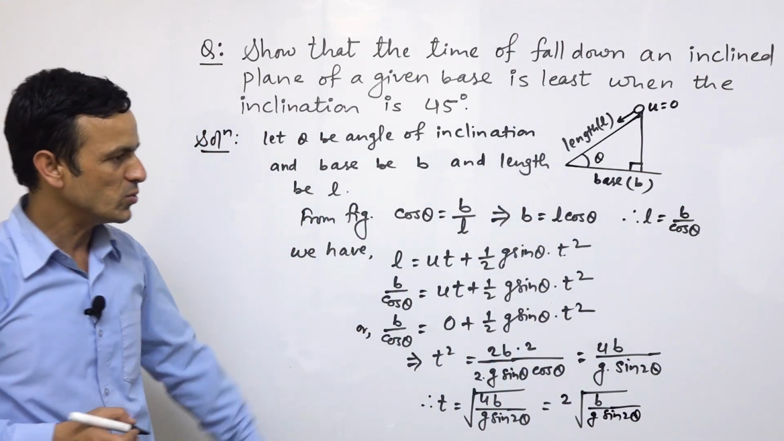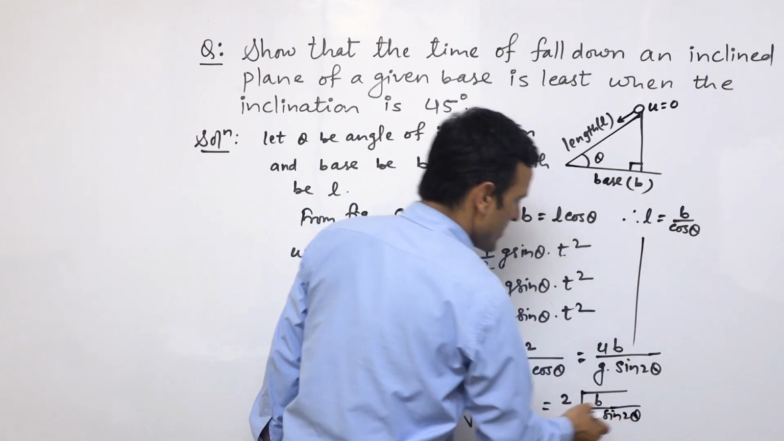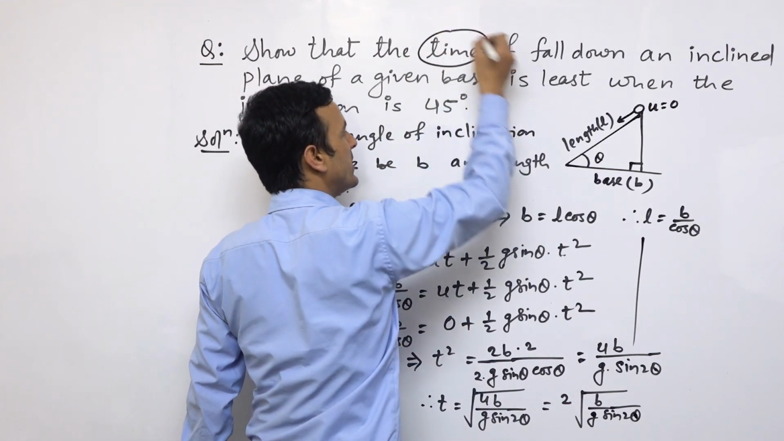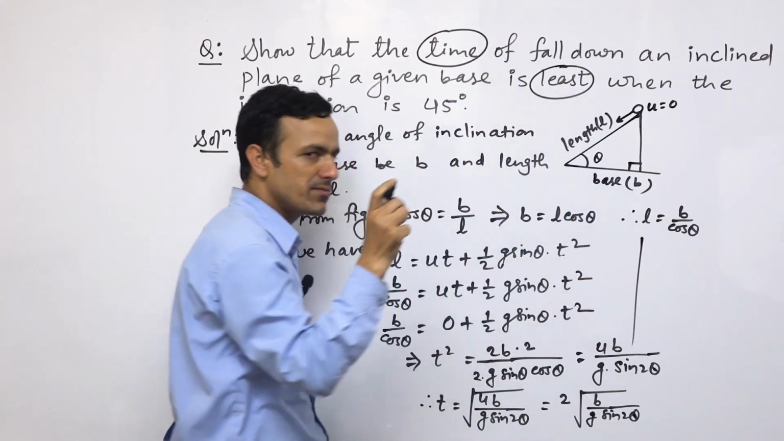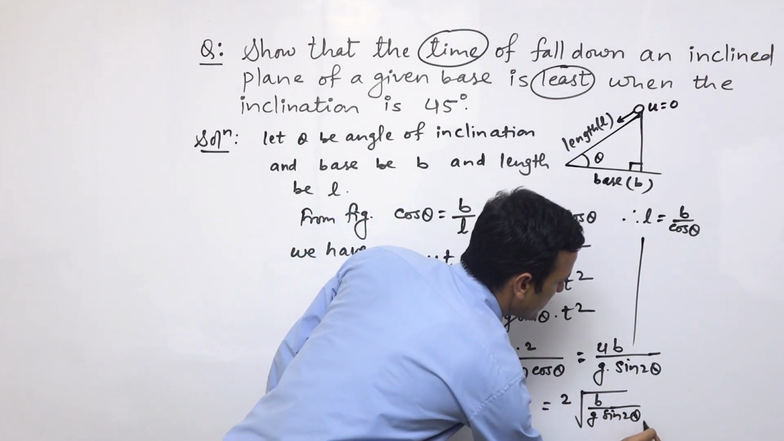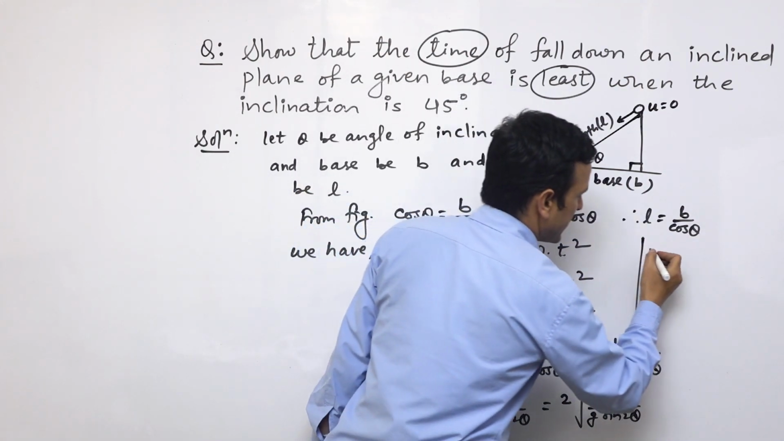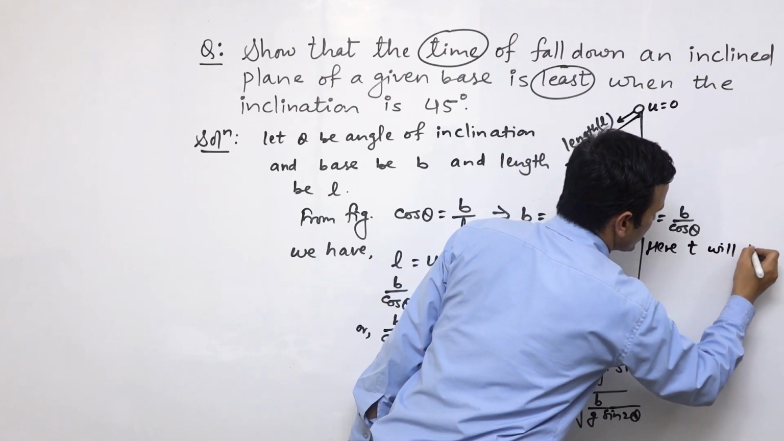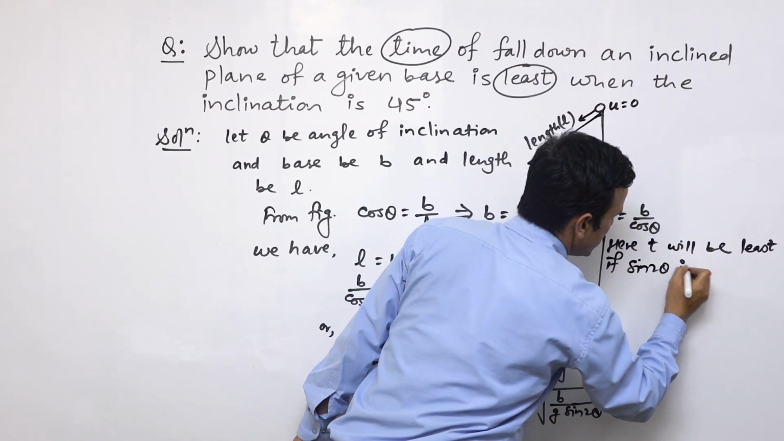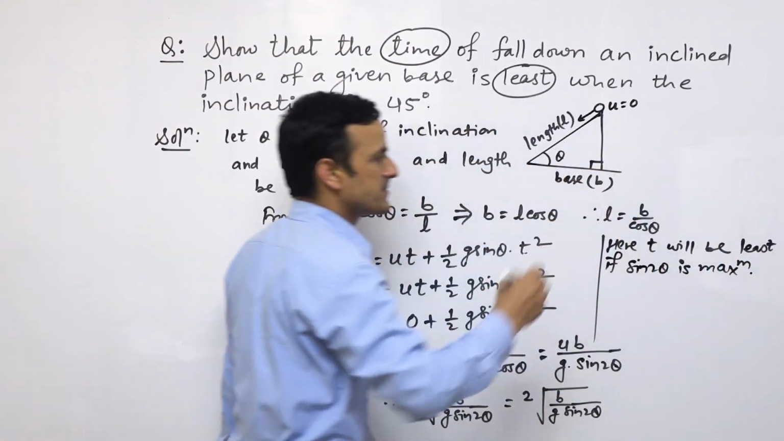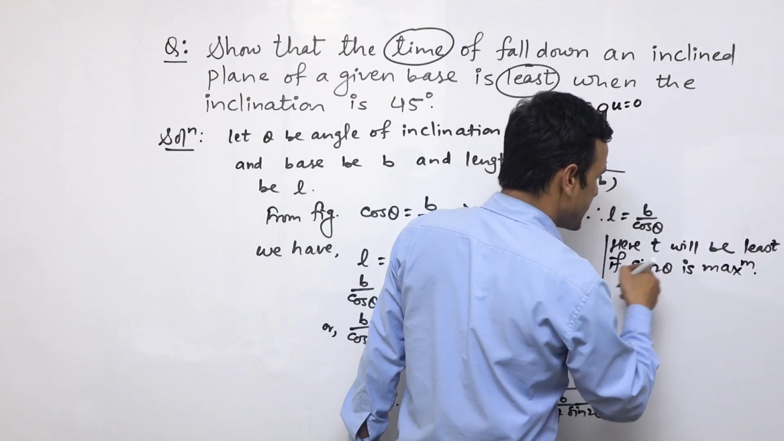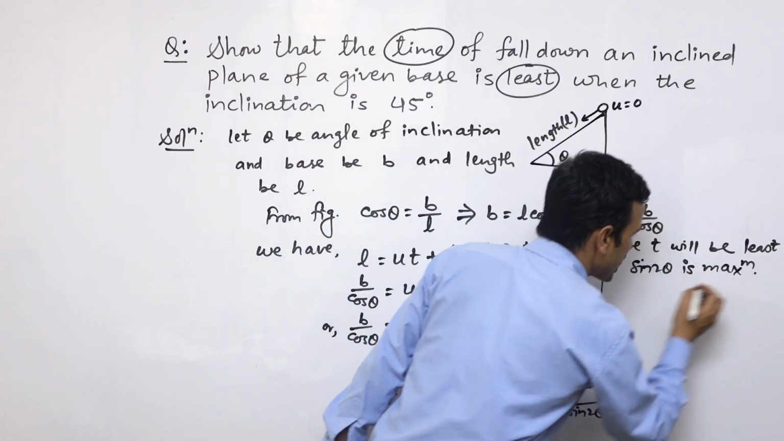And here we can say that in this, with sin 2 theta, t will be least. This time will be least, we have to make the time minimum, very small. And to make the time minimum, the value of sin 2 theta must be maximum. So here t will be least if sin 2 theta is maximum, and sin 2 theta will be maximum if sin 2 theta is 1.